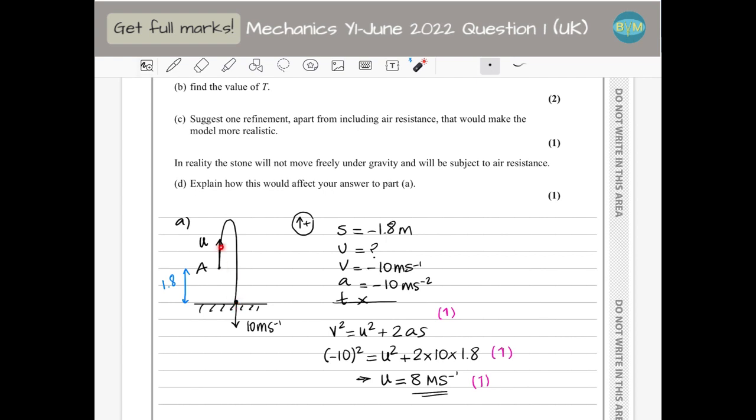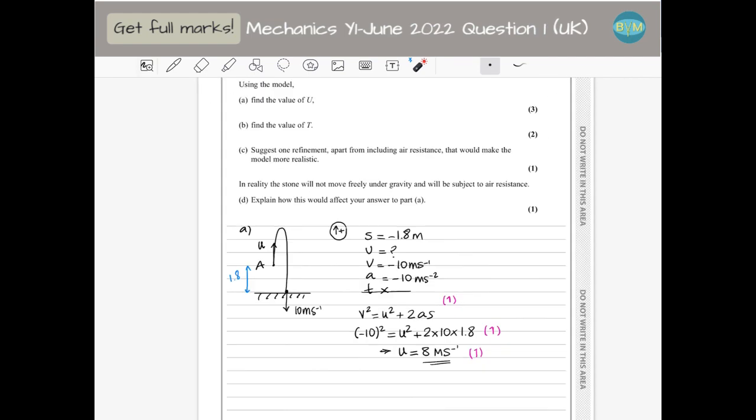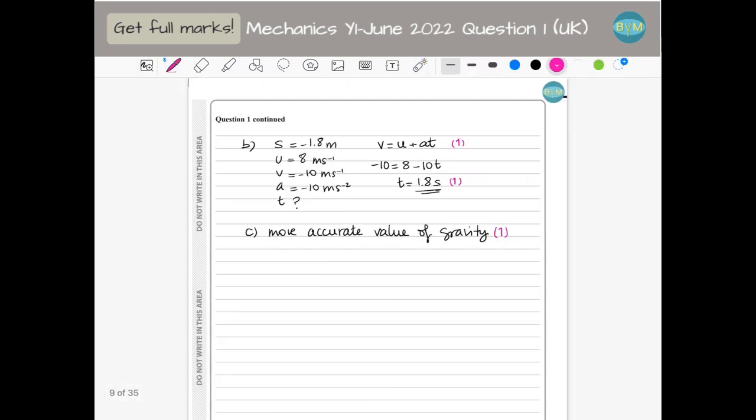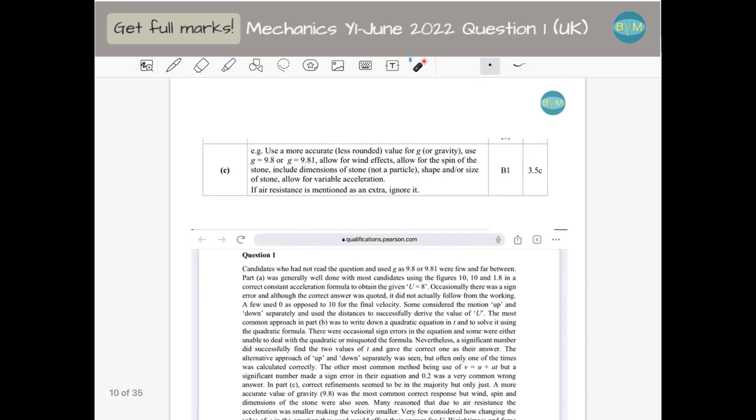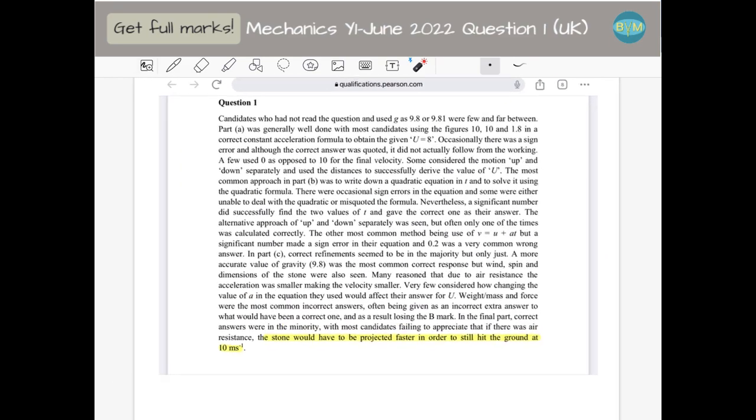So your initial velocity will need to be larger, which I don't think is very intuitive, unless you reason that way. But your initial velocity must be larger, and this will be your mark. And I know when you see the mark scheme and you see this, you are confused because you expect it to be smaller because there is air resistance. And if that's the case, I promise you are not the only one.